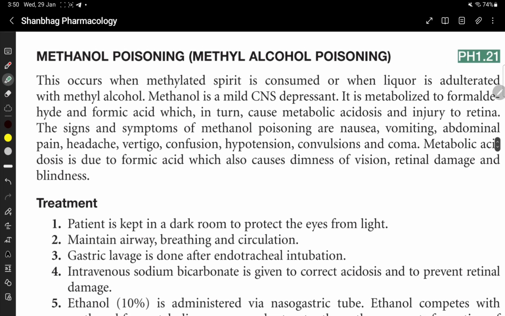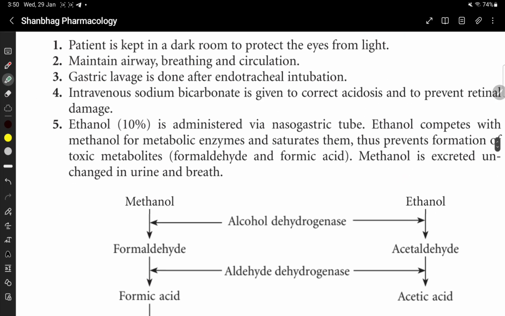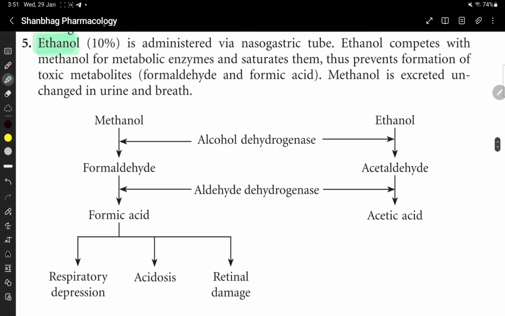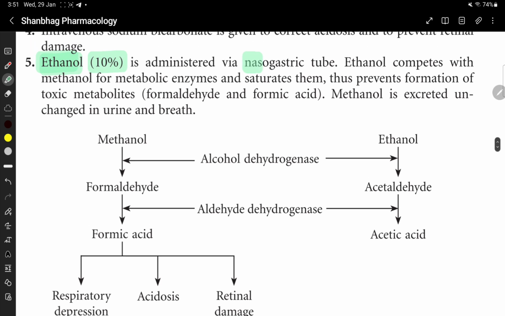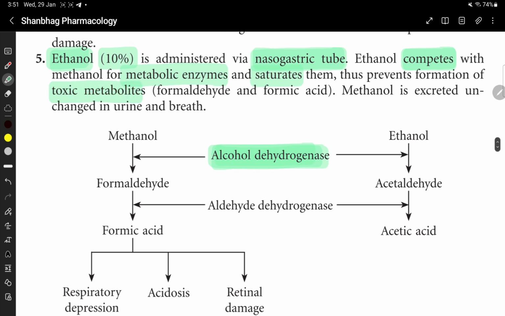In the treatment of methyl alcohol poisoning, we use ethanol. Ethanol 10% is administered via nasogastric tube because ethanol competes with the methanol for metabolic enzymes like alcohol dehydrogenase, and it will saturate that enzyme. Ethanol is a competitive inhibitor of alcohol dehydrogenase, so it will compete with methanol for the metabolic enzyme and it will saturate alcohol dehydrogenase. This will prevent the formation of toxic metabolites like formaldehyde and formic acid.